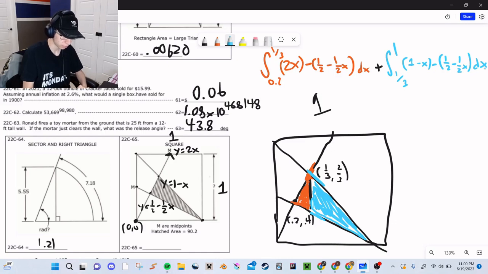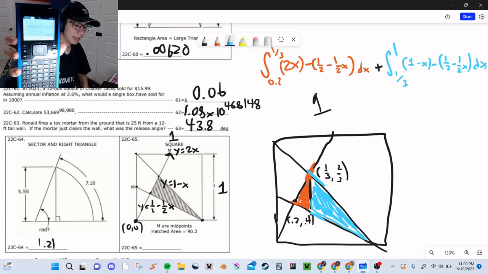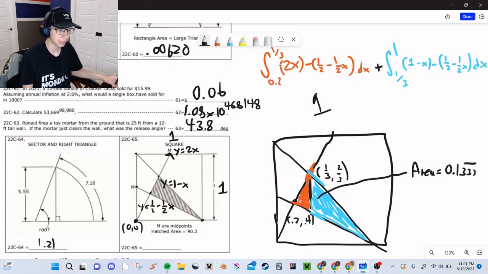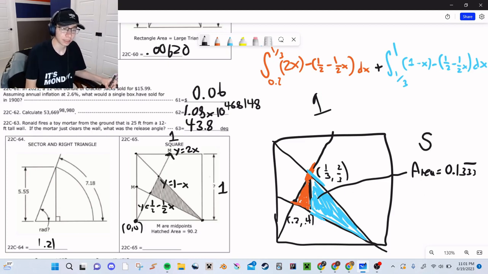So I'll go back to my calculator page, do menu 4(3) to get my integral. So like that, and I get my area. So the area of this shape is, I'll write it in black, 0.1333, just repeating, right? But that's when my side equals 1.